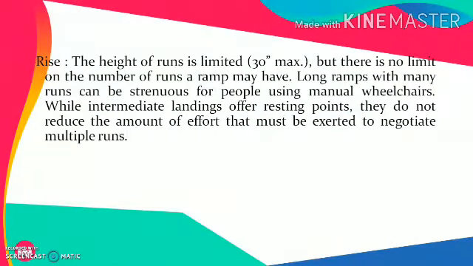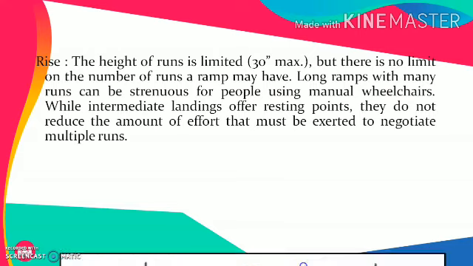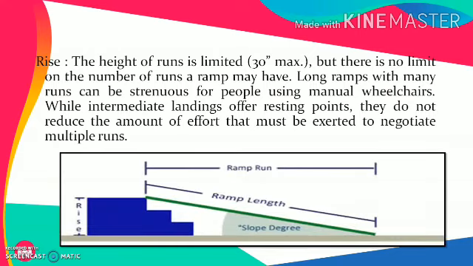Now we'll try to understand a couple of basic terms involved in it. One is rise. The height of runs is limited, and that is 30 inches maximum, as we have seen. If this particular figure is representing a ramp, then the horizontal distance is called the ramp run, while the total inclined distance that needs to be traveled by a person is the ramp length, and the vertical distance covered by traveling one ramp length is called the rise.